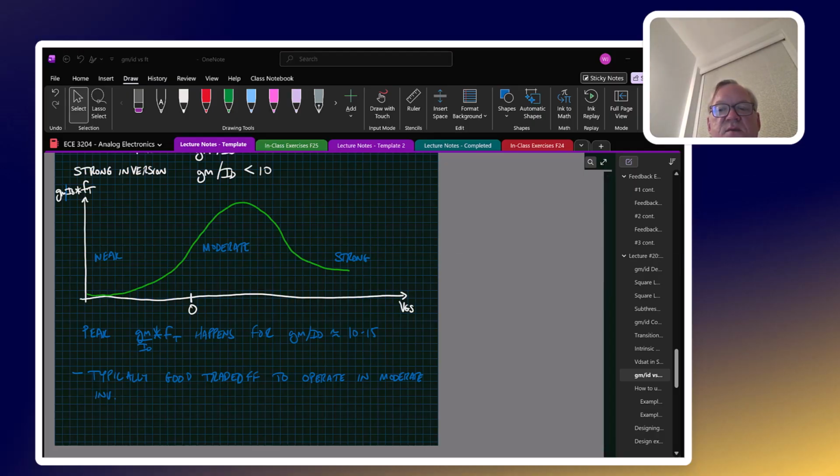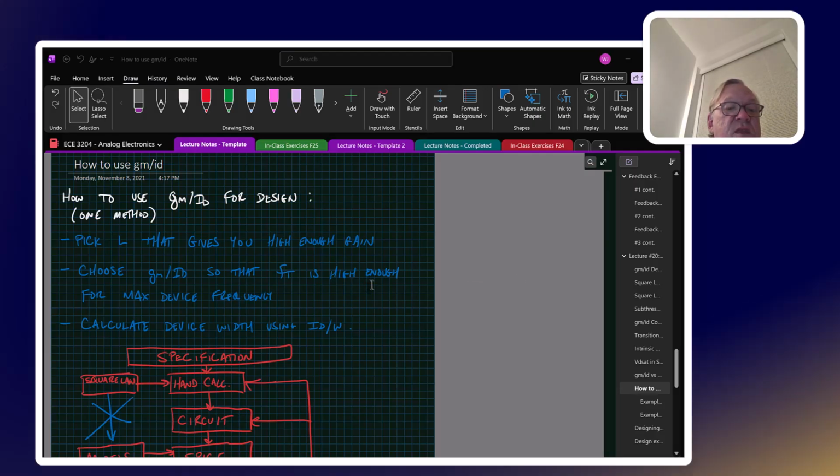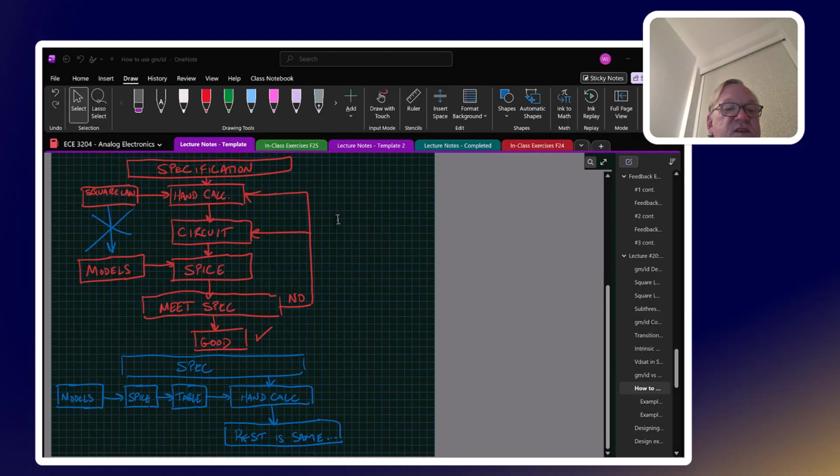Now, the next thing we need to figure out is how do we actually use the GM over ID methodology? And I would propose a method that goes something like this. You can pick a length that gives a high enough voltage gain, and then choose a GM over ID so that the FT, the transition frequency, is high enough for maximum device frequency. And then you can calculate the device width using a ratio of ID over W, which again is another dimensionless ratio. So for instance, we might start off with a specification in the old method where we had a square law and we used a hand calculation.